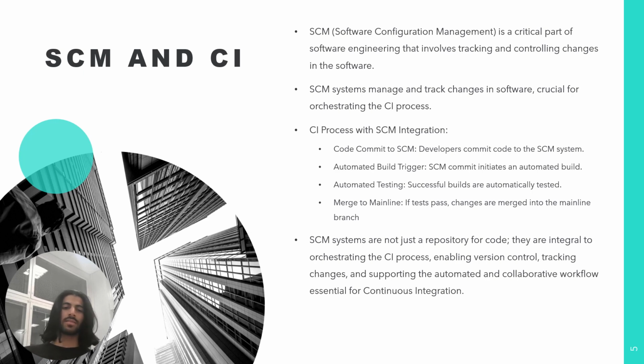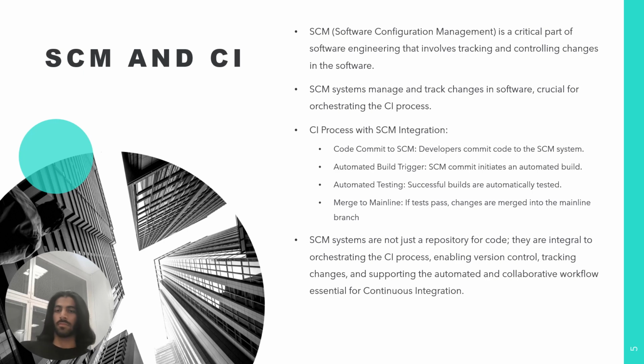Now, let's have a brief look at what SCM and CI are. SCM stands for Software Configuration Management, and it's a critical part of SE that involves tracking and controlling changes in the software. You can think of this as Git, or if you've used other source code version controls, it's basically a form of version controlling, but rather than commits on a particular code base, it focuses on what changes have been made on a higher level.